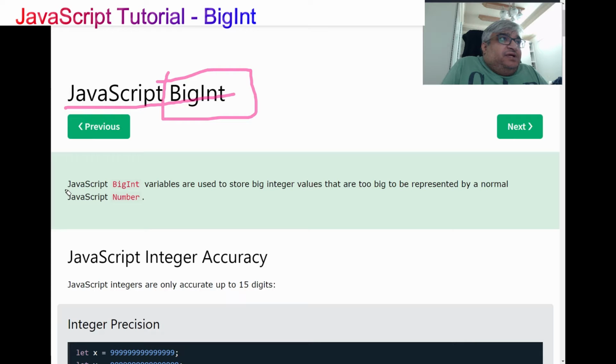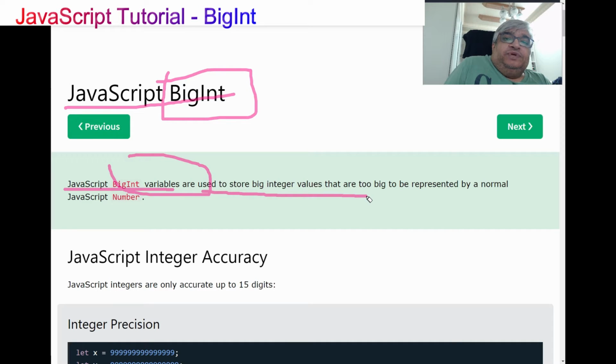So JavaScript BigInt are variables. Keep in mind, these are variables. JavaScript BigInt is a type of variable used to store big integer values that are too big to be represented by a normal JavaScript number. As the name indicates, BigInt means it's about something big, sort of numbers which were not possible to be represented by normal numbers in JavaScript. So now we have BigInt in JavaScript, so that's cool.